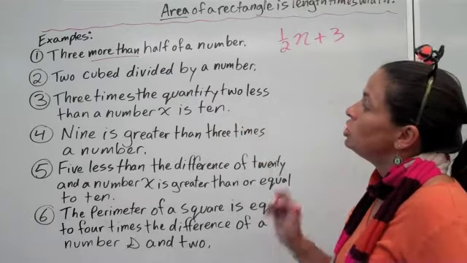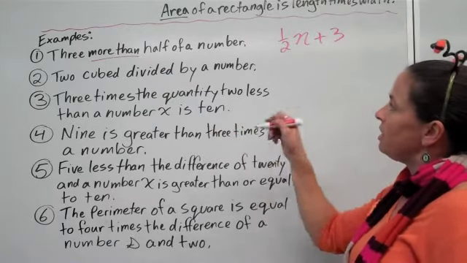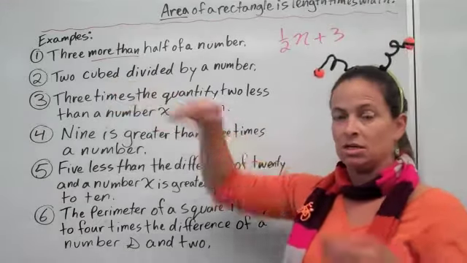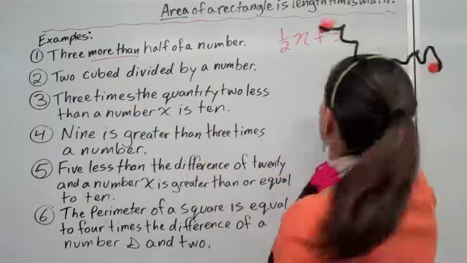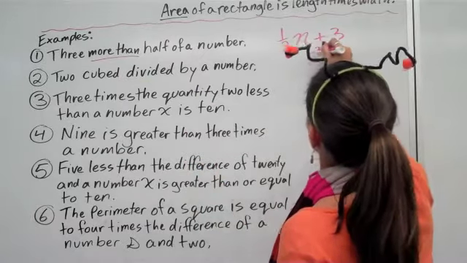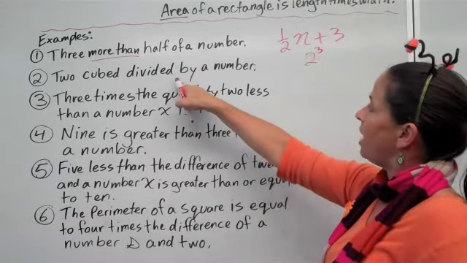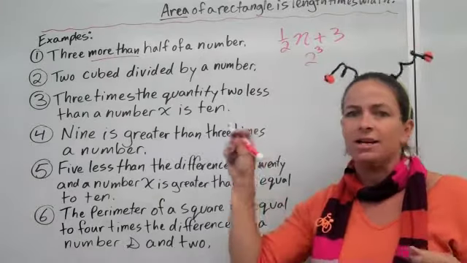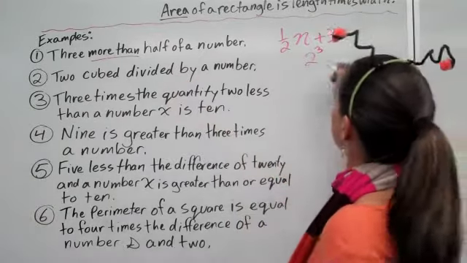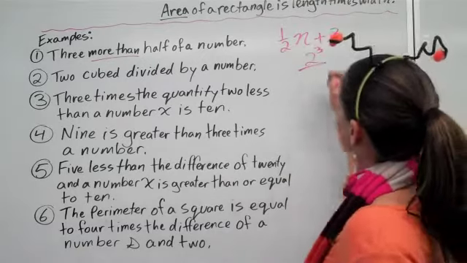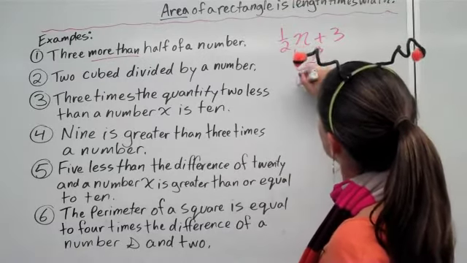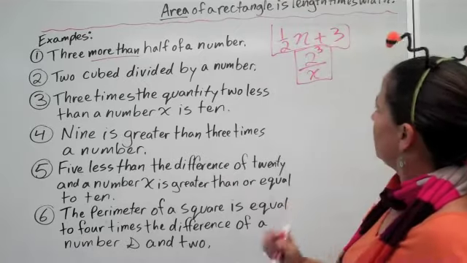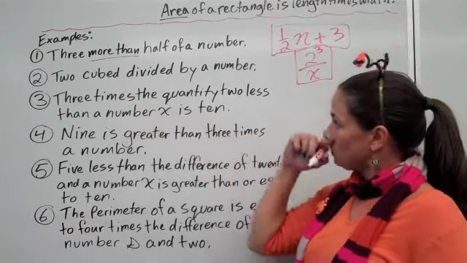Number 2, 2 cubed divided by a number. So 2 cubed means 2 to the 3rd power. So I have 2 to the 3rd power divided by a number. We're in algebra, we don't really use the divide sign anymore. So instead for divide by, I would like to see us use a fraction bar and then the variable. So there's your second answer. There's your first answer.